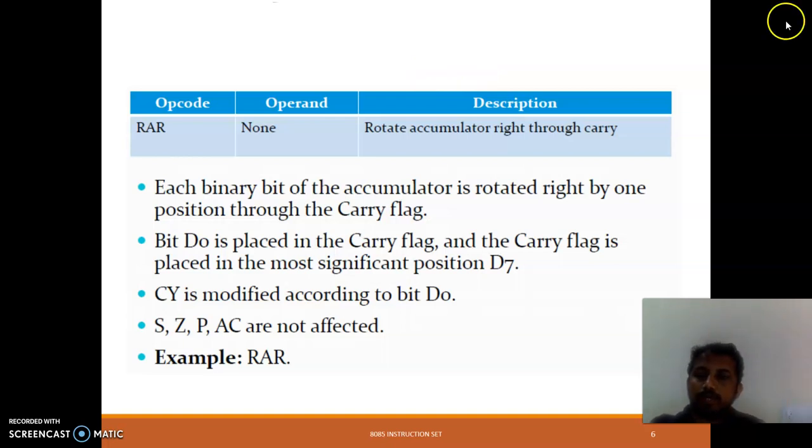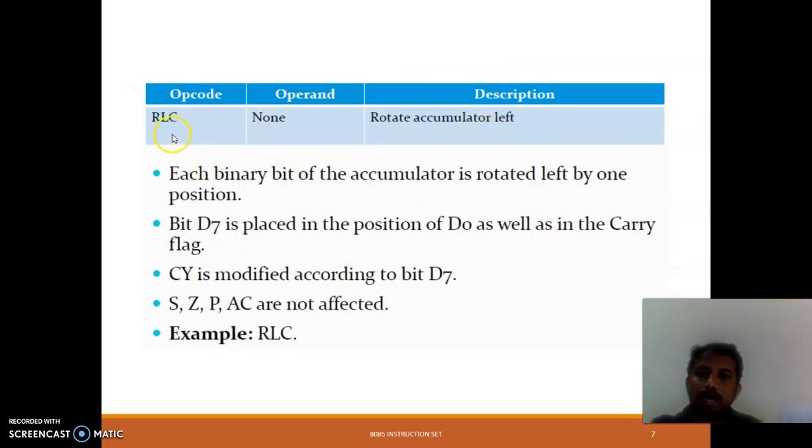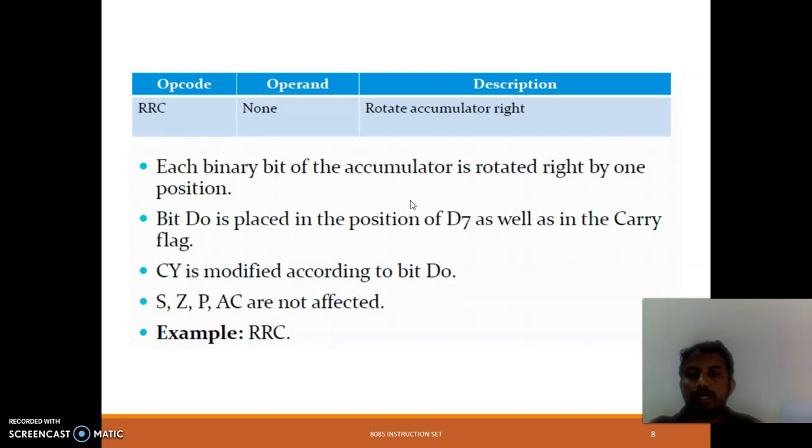Now coming to the other instructions, RLC, rotate accumulator left, and RRC, rotate accumulator right. Here, if you take rotate left, you can understand: D0 is shifted to D1, D1 to D2, D2 to D3, D3 to D4, D4 to D5, D5 to D6, D6 to D7. Now the D7 bit is shifted to the first position, and a copy is also placed in the carry flag. This is about rotate left with carry. Similarly, rotate right would be the same thing. RRC is rotate accumulator right.